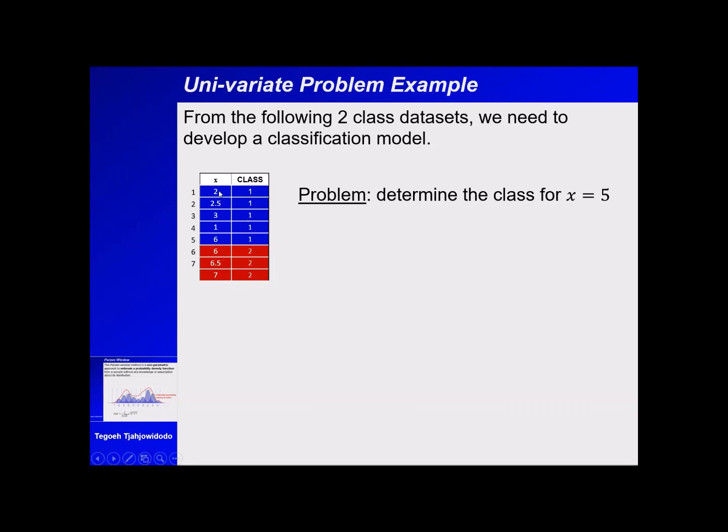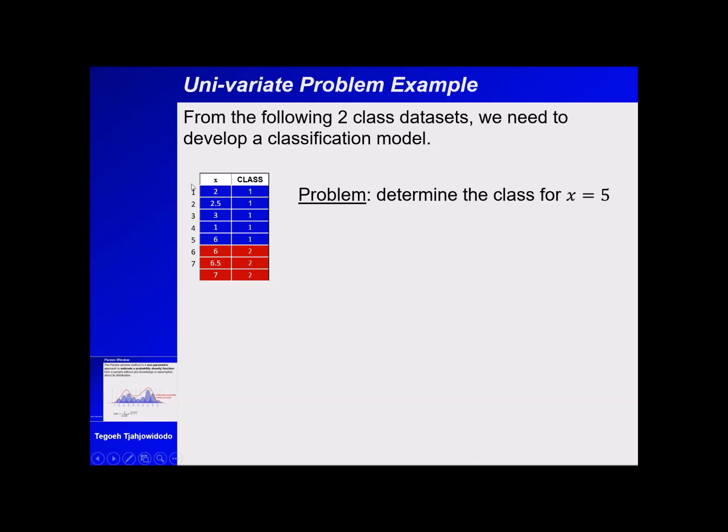So if the input in my training set is 2, 2.5, 3, 1, 6, those belong to class 1. When the input is 6, 6.5, and 7, those belong to class 2 in our problem. And then the problem here, we need to determine what is the class if the input is 5.